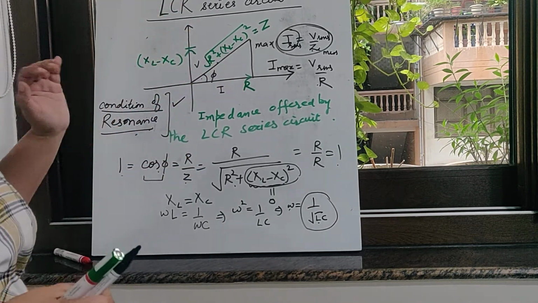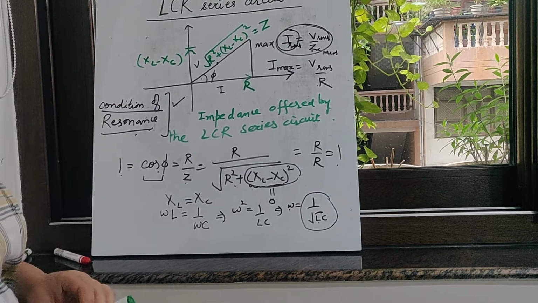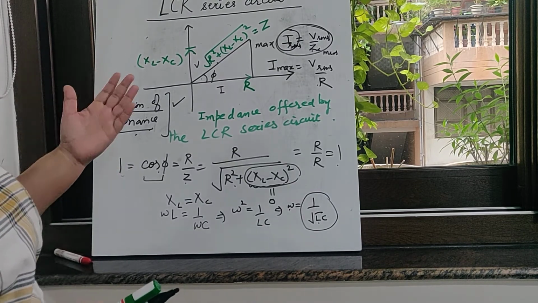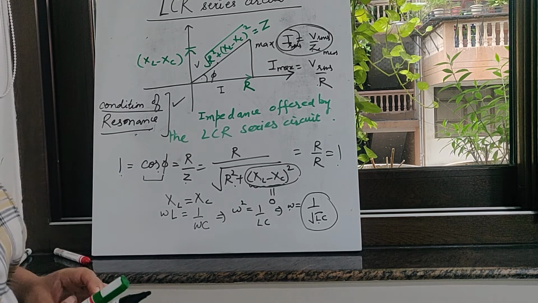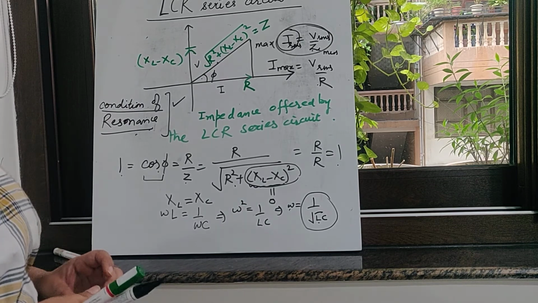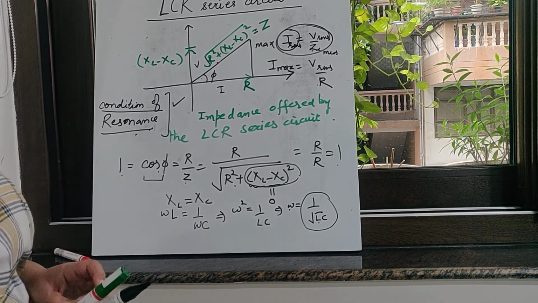So this is how we understand what happens at the condition of resonance, and how much power is delivered to the LCR circuit by the source in one complete cycle. And in the next video we will be learning about the transformer.